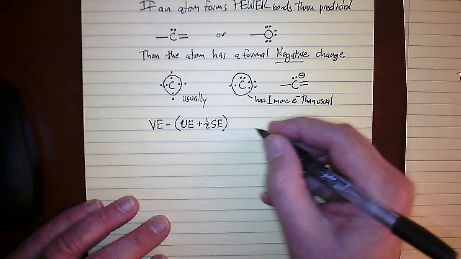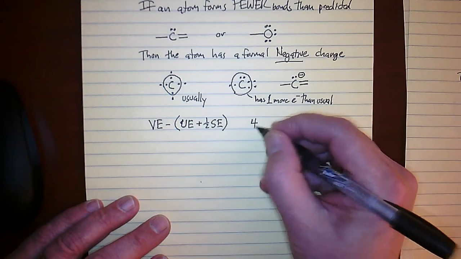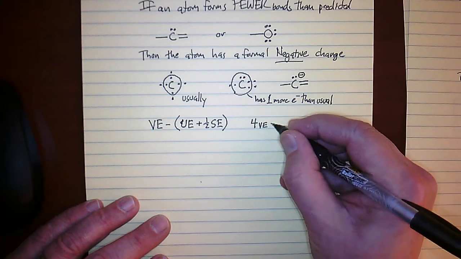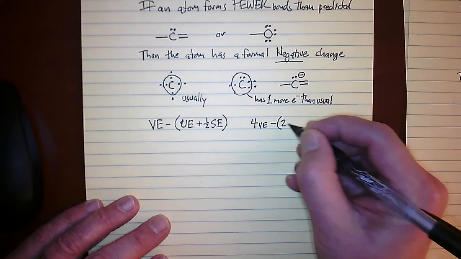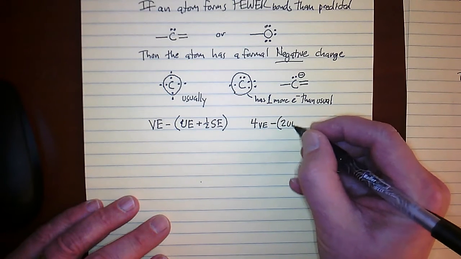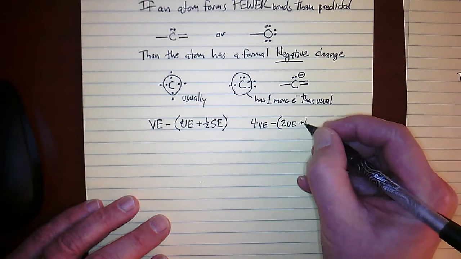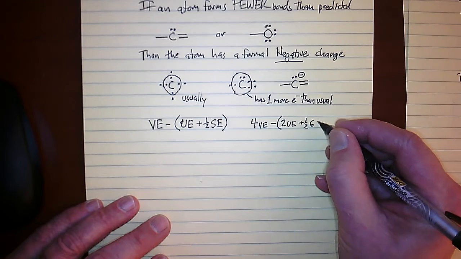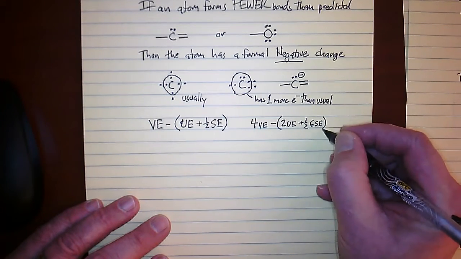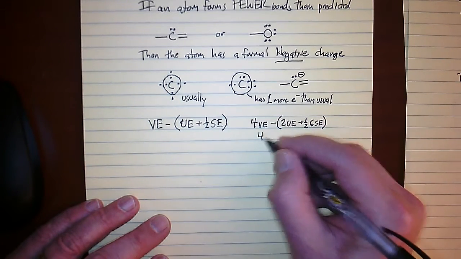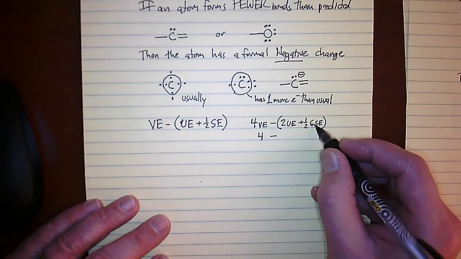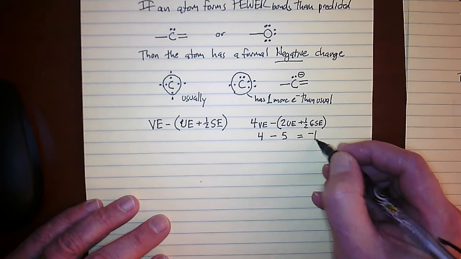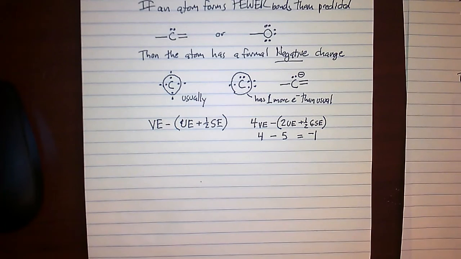Right? For this carbon, it becomes 4 valence electrons minus 2 unshared electrons plus 1/2 of 2, 4, 6 shared electrons. If we look at this, that becomes 4 minus 2 plus 3, which is 5, which is equal to a -1 charge. And so we put that -1 charge up there.